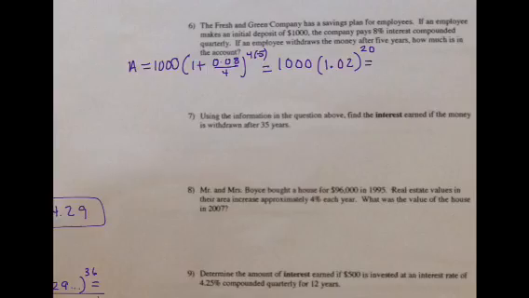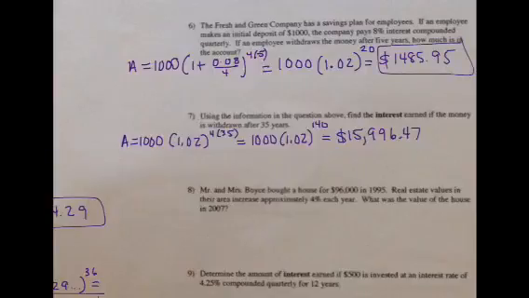So for number 6, you have $1,000 deposited into an account that pays 8% compounded quarterly. So remember, quarterly is 4 times a year. So that's why you have the 4 here and here. For 5 years, that's 5, and then you put this into the calculator and you get $1,485.95.